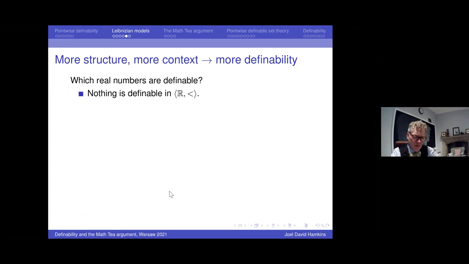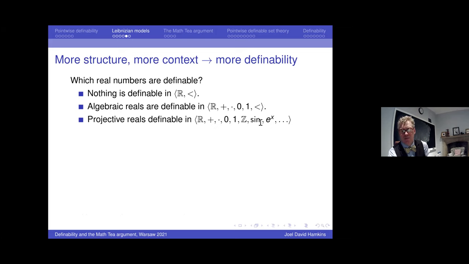Okay, so the general lesson is that as you add more resources to the language, then you expect to get more and more definable reals. Nothing was definable with just the order. Then we got the algebraic numbers in the real field, and we got the projective reals when we added some trig functions and other things. We're going to get more. Of course, even more reals will be definable if we go into this set theoretic structure, H omega 2, the sets of hereditary size at most omega 1. That can define anything that's definable here because this structure is itself definable in H omega 2.